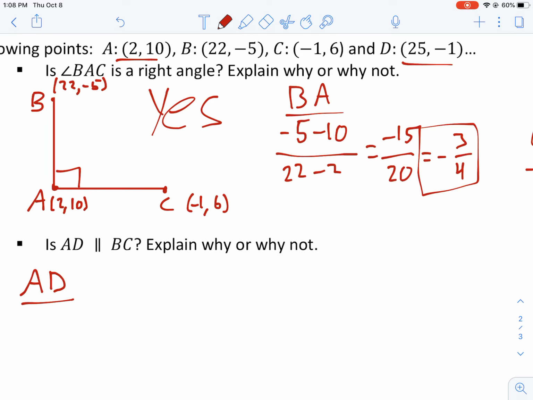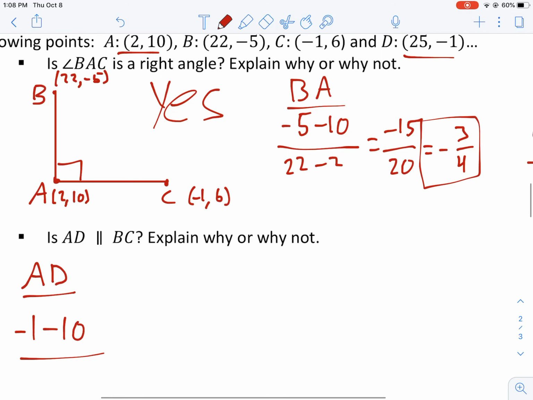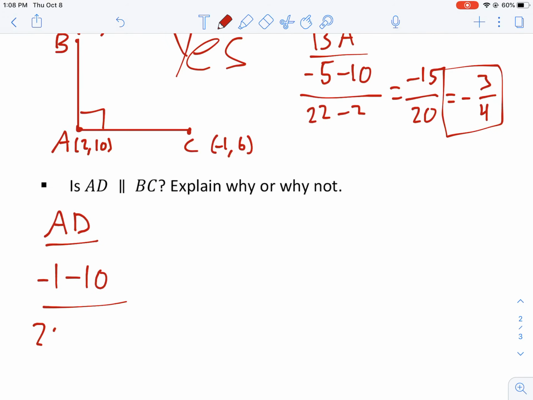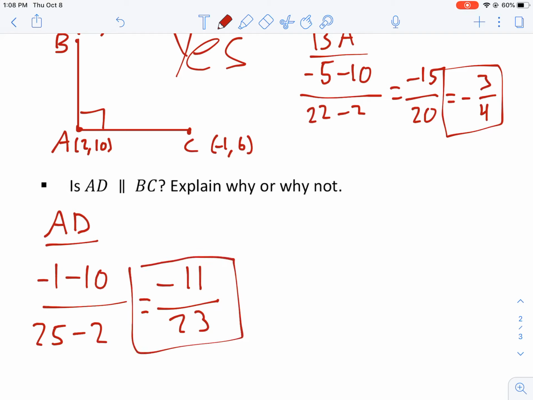So if I do my y2 minus y1, that's negative 1 minus 10. Then I've got 25 minus 2 for my x2 minus x1. So negative 1 minus 10, that's negative 11. 25 minus 2, that's 23. So that definitely doesn't simplify. All right, those are both prime. So we've got negative 11 over 23 is our slope.